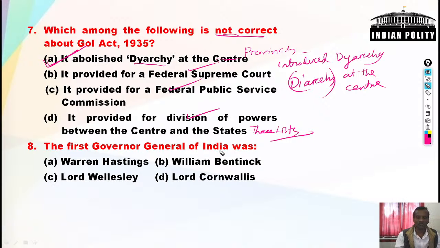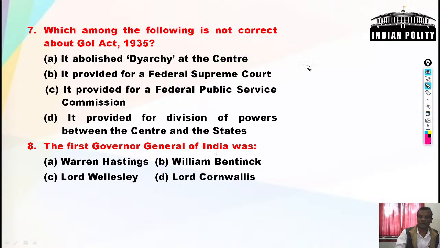Then the first Governor General of India was Lord William Bentinck, in 1833. Okay, now let us move to the other questions. So that is A and B.